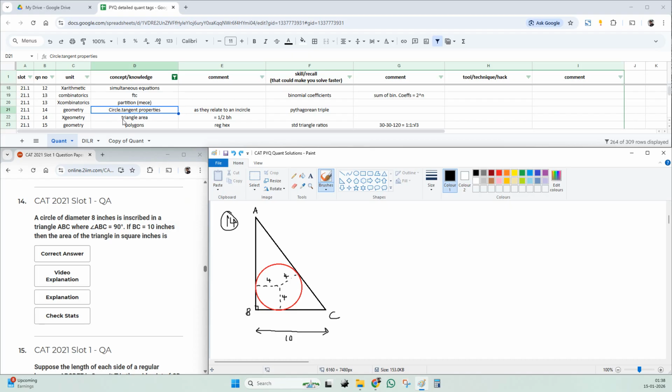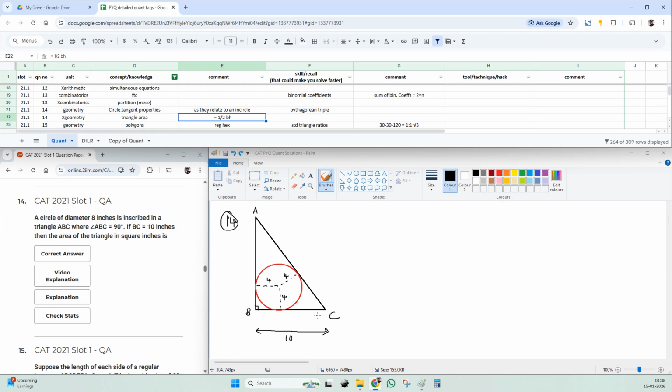The other concept we need obviously is triangle area formula, which we can do in many ways. Here I think the easiest thing to do is to find AB and BC. BC we already have. We find AB and then we do half into base into height. That is what we need to do. I've also mentioned Pythagorean triples. Let's see how that's relevant.